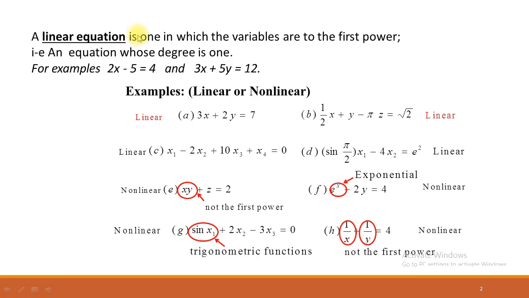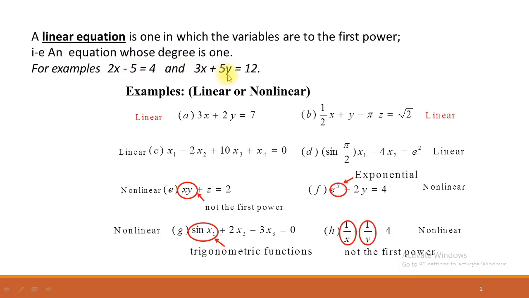A linear equation is one in which the variables are to the first power. That is, an equation whose degree is 1. For example, 2x minus 5 is equal to 4. This is a linear equation because in this equation the highest power is 1, so the degree of this equation is 1, so the equation is linear.